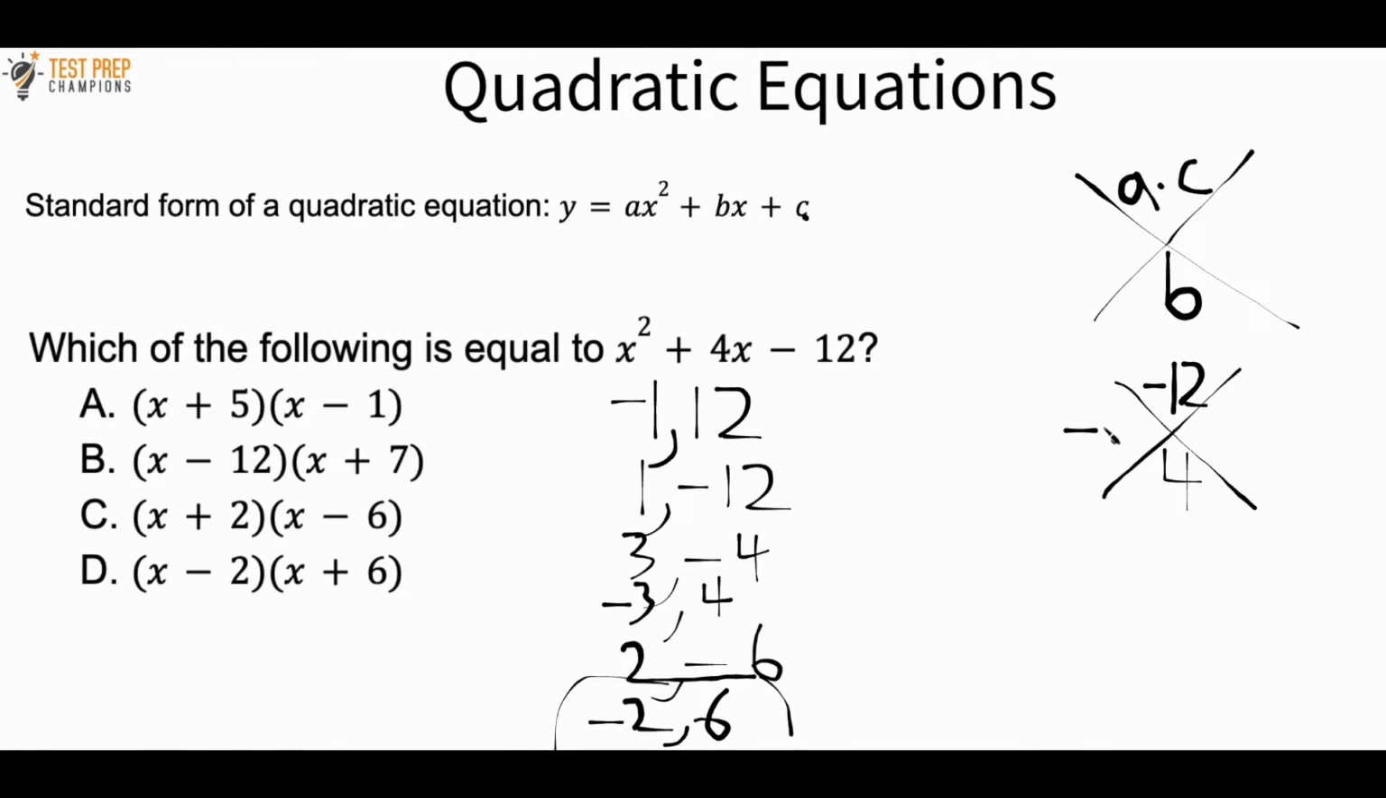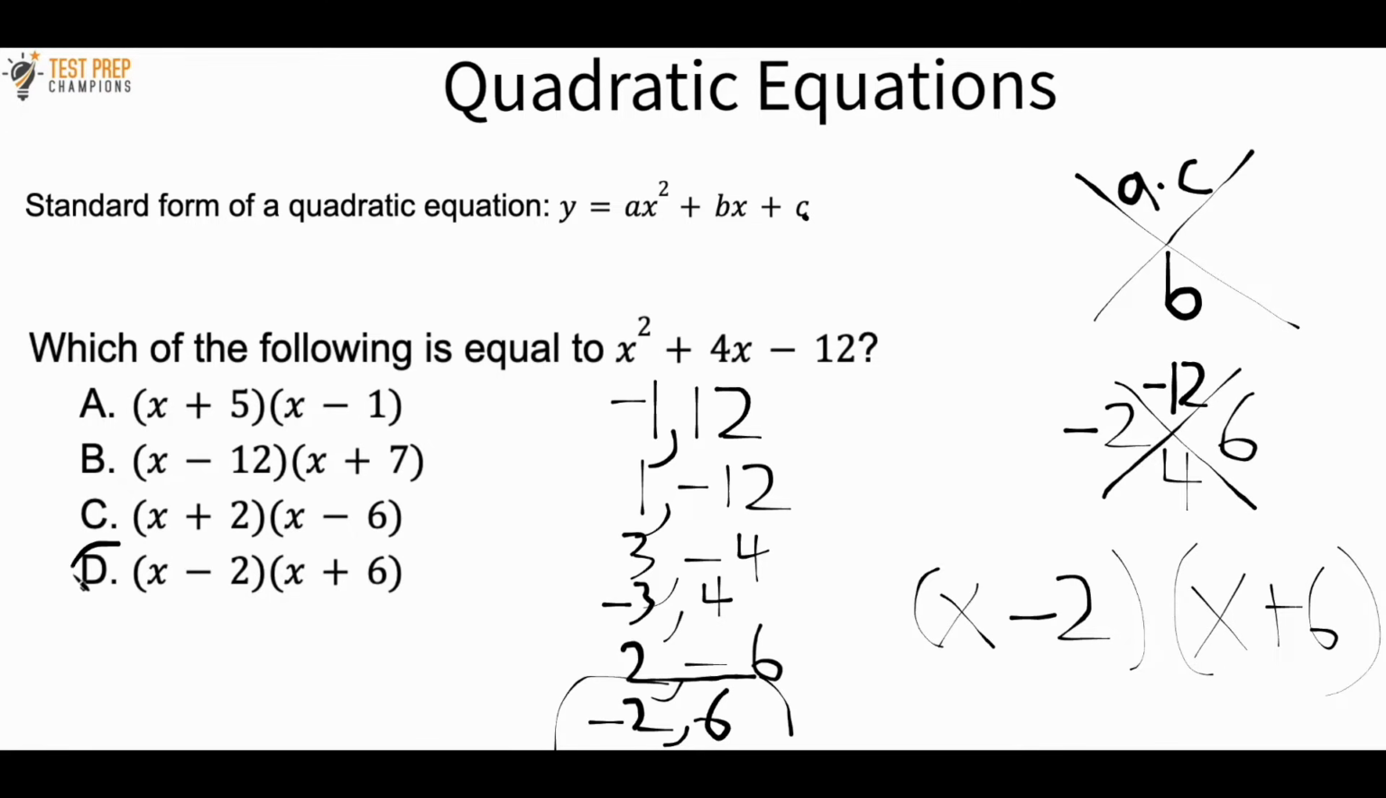All right, so what does this tell me? Well, what this tells me is that x squared plus 4x minus 12, we can rewrite as (x minus 2)(x plus 6). All right, just like this. And so we see that the correct answer here is D.